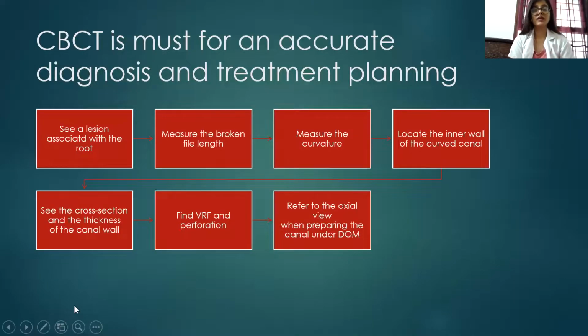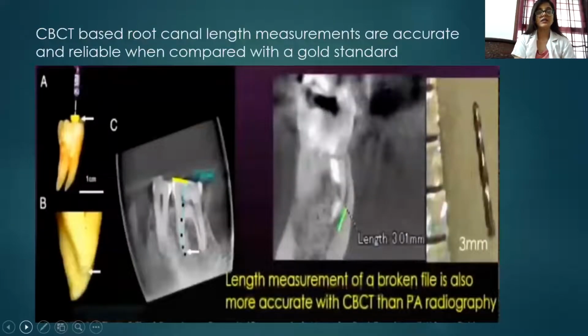CBCT is a must for an accurate diagnosis and treatment planning. First, you have to see a lesion associated with the root, then measure the broken file length, measure the curvature, locate the inner wall of the curved wall, see the cross section and thickness of the canal wall, then find if there is any presence of vertical root fracture and perforation, then refer to the axial view when preparing the canal under the microscope. CBCT-based root canal measurements are accurate and reliable when compared with the gold standard measurement.